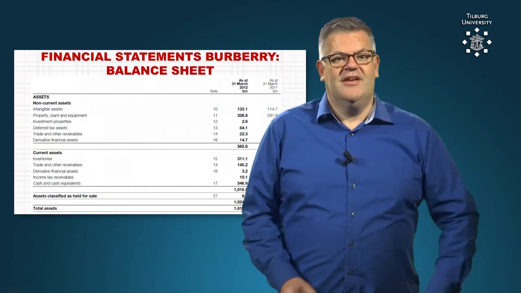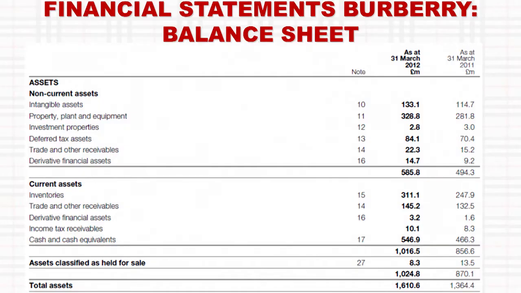So let's start. Here we see the balance sheet, and for all, this is a UK company. So they start with the non-current assets like intangible assets, the value of their purchased trademarks. We get property, plant and equipment. We get the investment properties. They're talking about deferred tax assets, and they talk about trade and other receivables. Customers to whom you already delivered goods, but who still have to pay for the goods. And then we get derivative financial assets.